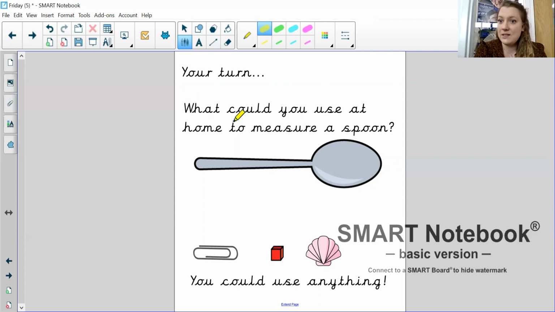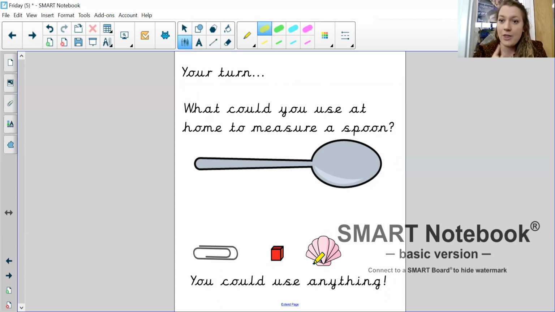Now, it needs to be something that's smaller than the spoon, and it needs to be something that you have more than one of to make it easier. So you wouldn't measure a spoon with a long pencil. You could use paper clips or little cubes. If you've got shells that are all the same size, then you could use those.